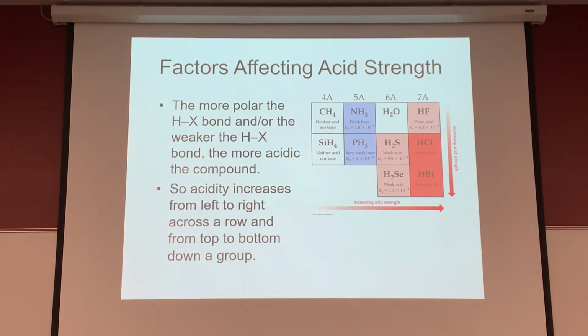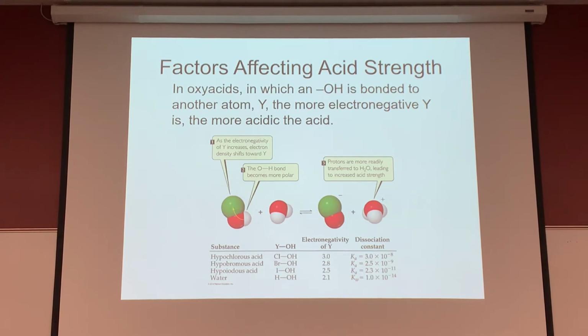So, okay, if it's a super polar bond between H and X, then it's going to be more acidic, stronger. And if it's a weak bond between H and X, then it's going to be acidic. So the greater the polarity, if you want to think about it that way, the more acidic it is. Yeah. Okay, so I can just cross out the weaker part. Yeah, you can do that.